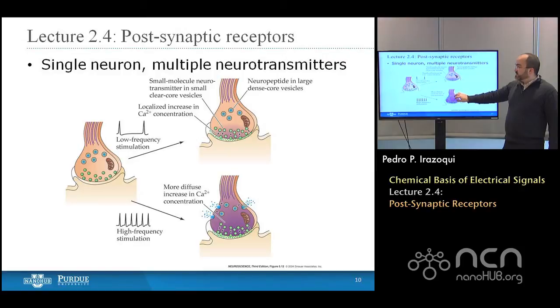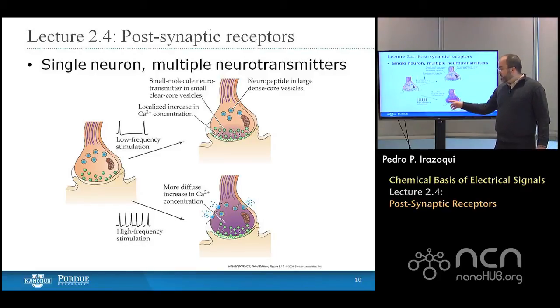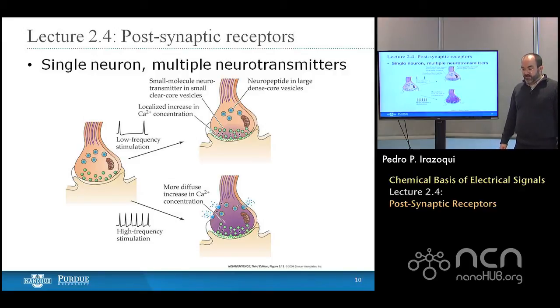So the concentration of calcium here is shown as a purple density. So you have more purple, more concentration of calcium throughout the cell, and that will lead to not just the small molecule neurotransmitters being released into the synaptic cleft, but the large molecule neurotransmitters being released into the environment surrounding the entire synapse, the entire terminal and postsynaptic cell. So you can have one neurotransmitter or two neurotransmitters depending on the frequency of the action potentials traveling down the neuron. These can have dramatically different or complementary effects.